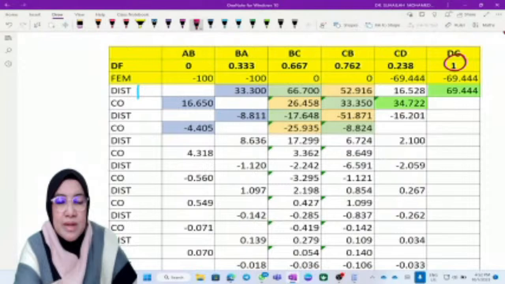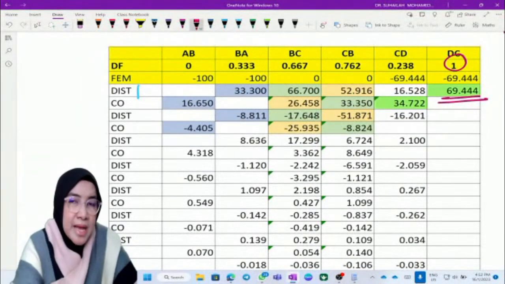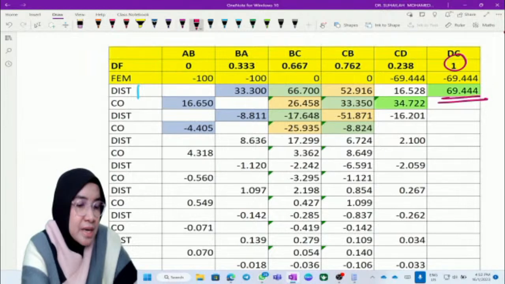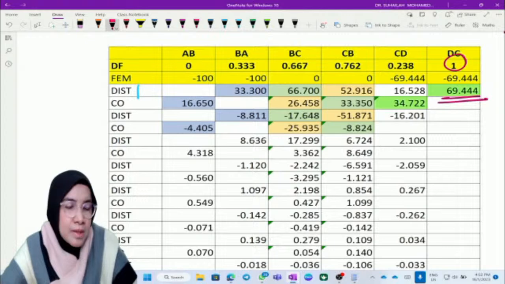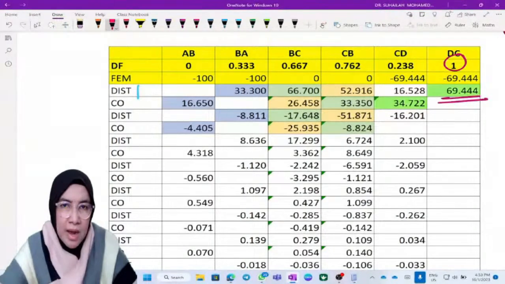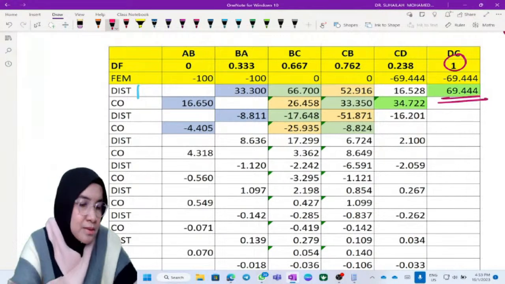Positive 69, negative 9. Positive 69. The next step is carry over. We have to carry the value to the opposite joint. We use the factor 0.5, except at the pin. At the pin, we do not carry. So here we carry the value.